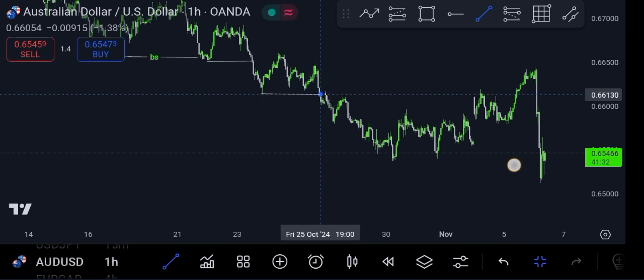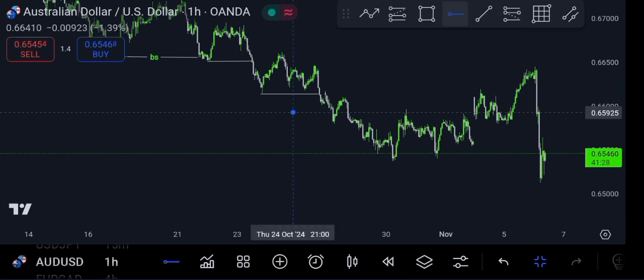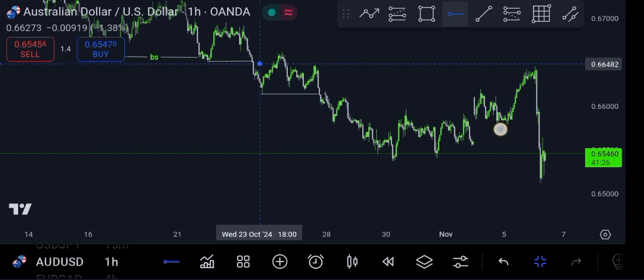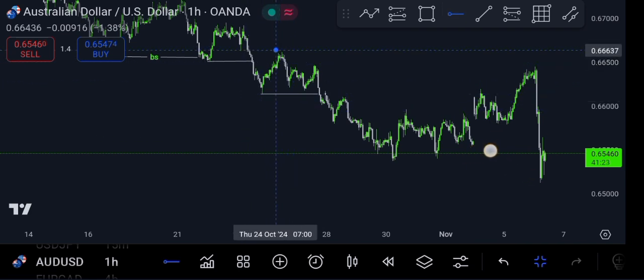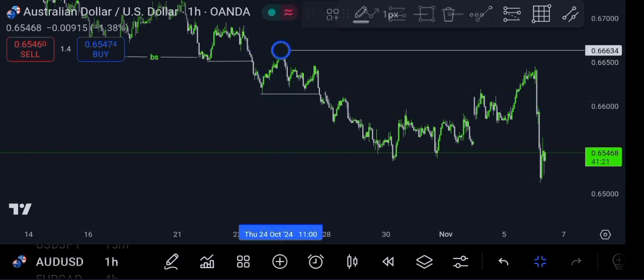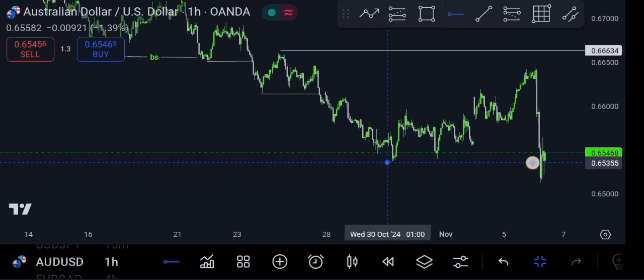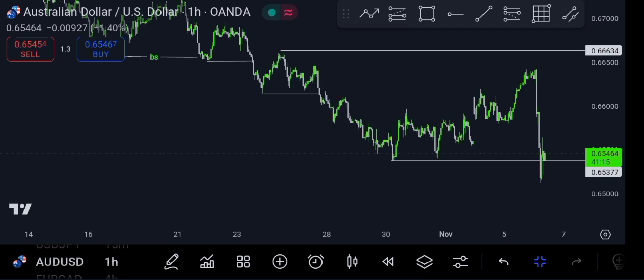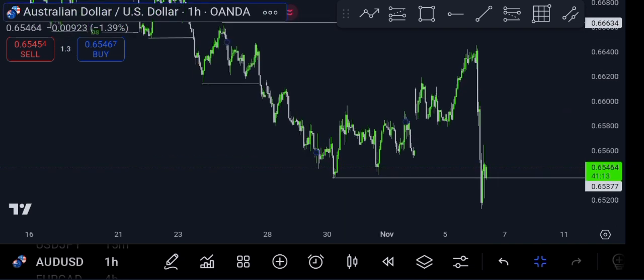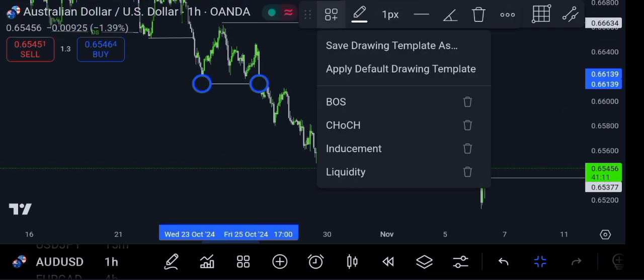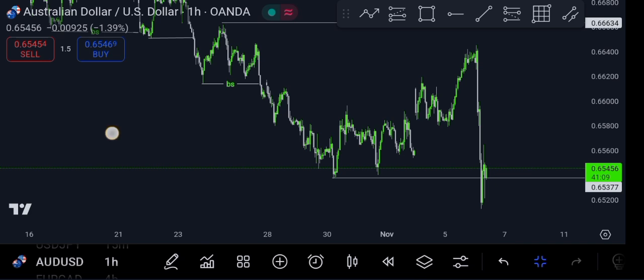So after marking the last break of structure in the market, the second thing that I did was marking my ranging point, which is I marked this high here and also marked this low down below here. Okay, let me do this here. This is a break of structure here.